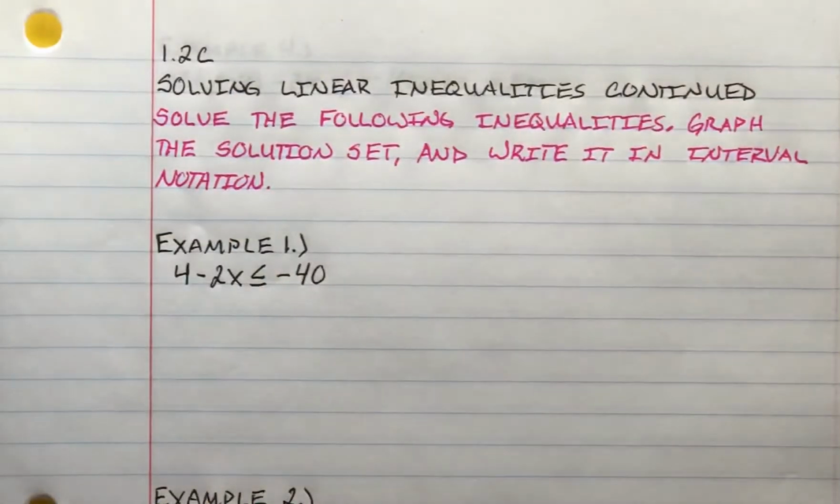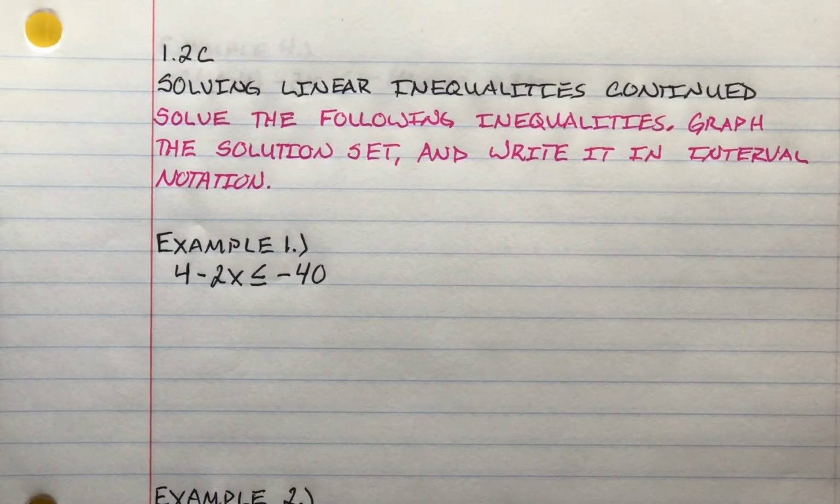Alright, so today we are looking at how to solve linear inequalities. The instructions are: solve the following inequalities, graph the solution set, and write it in interval notation. So our first example is 4 minus 2x is less than or equal to negative 40.